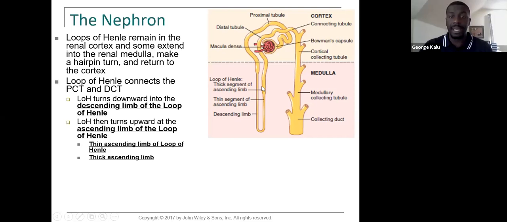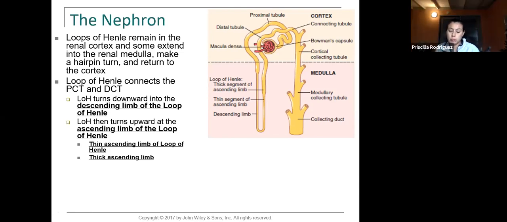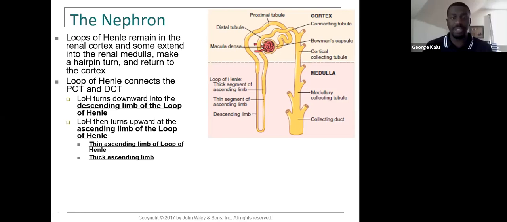Each of these different regions is able to allow reabsorption of different types of substances, which you'll learn more about when you take physiology. But just know each of these is able to do its own different thing here. So that is the loop of Henle.